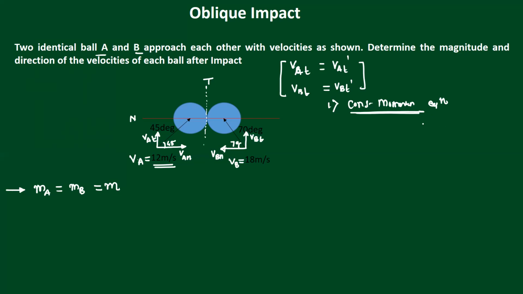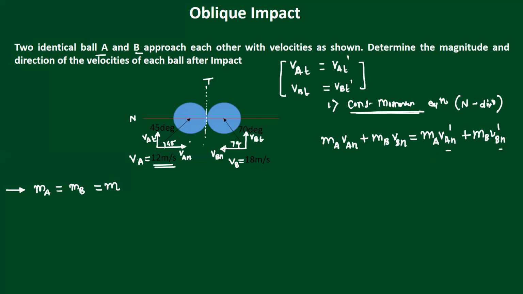So the conservation of momentum equation for the normal direction only, for the n direction. This equation will be: mass of A into velocity of A in the normal direction before impact, plus mass of B into velocity of B n, is equal to, after impact, mass of A into velocity of A n dash plus mass of B into velocity of B n dash. So this n dash is the velocities after impact.